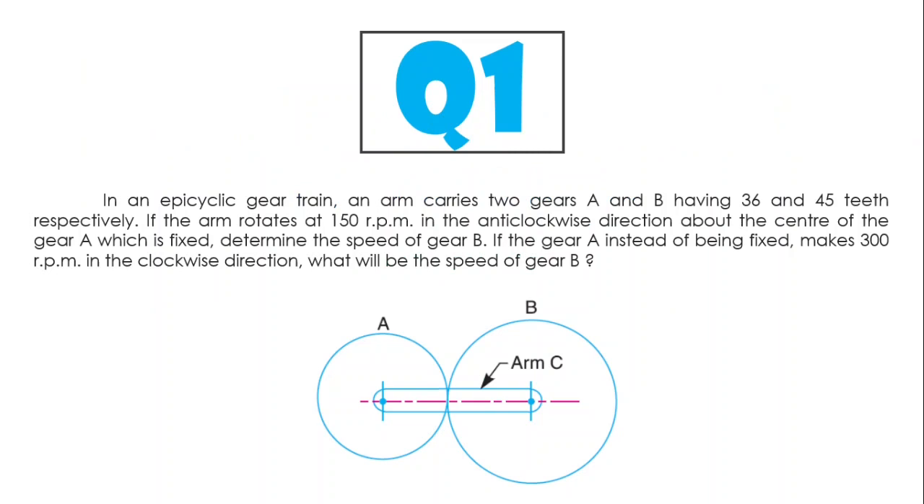In an epicyclic gear train, an arm carries two gears A and B having 36 and 45 teeth respectively. If the arm rotates at 150 rpm in the anticlockwise direction about the center of the gear A, which is fixed, determine the speed of gear B. If the gear A, instead of being fixed, makes 300 rpm in the clockwise direction, what will be the speed of gear B?